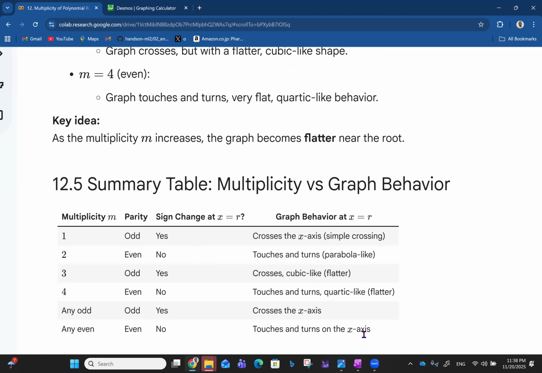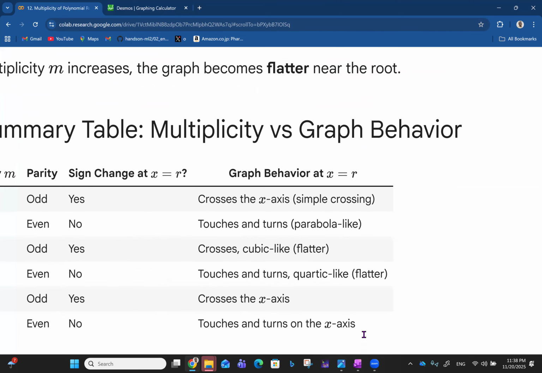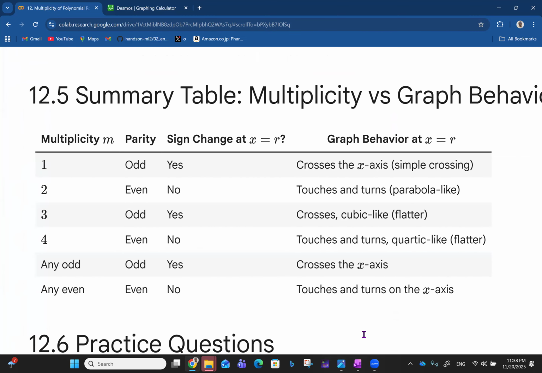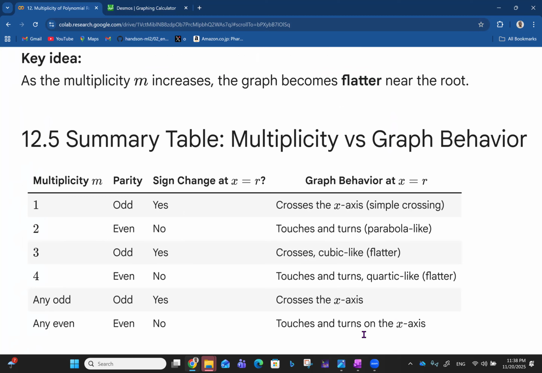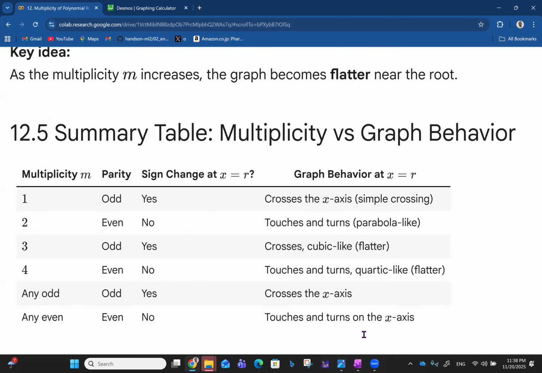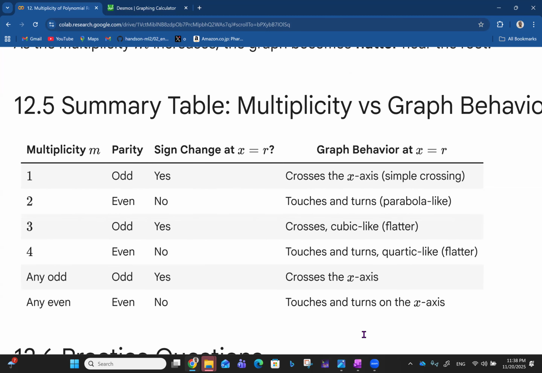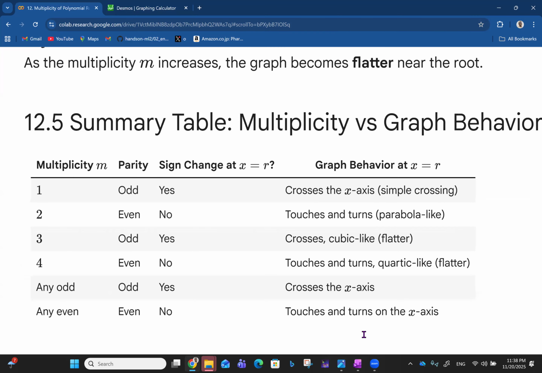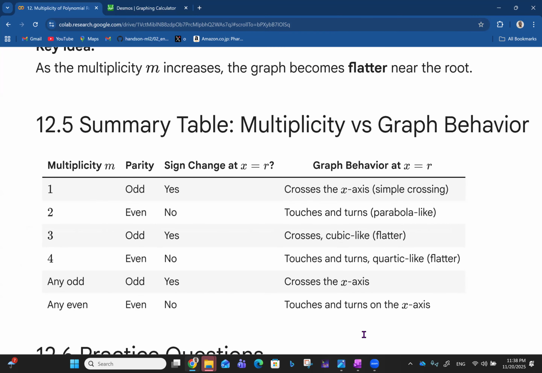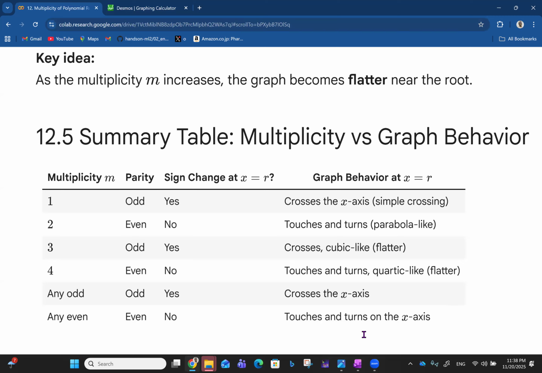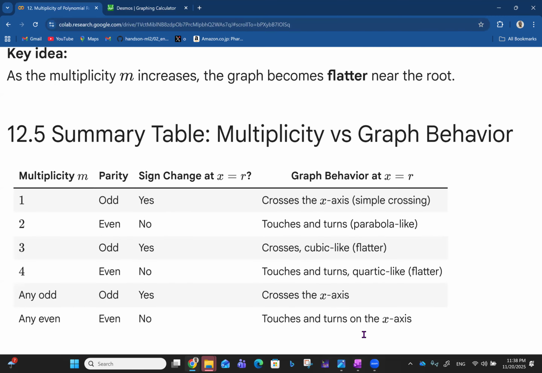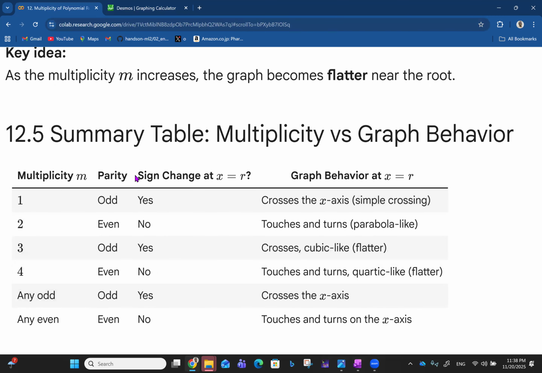Okay, so we have a summary table to drive the point home. So in summary, trying to maximize my space. Okay, yeah. Something like this. In summary, for sure, summary table, multiplicity versus graph behavior.